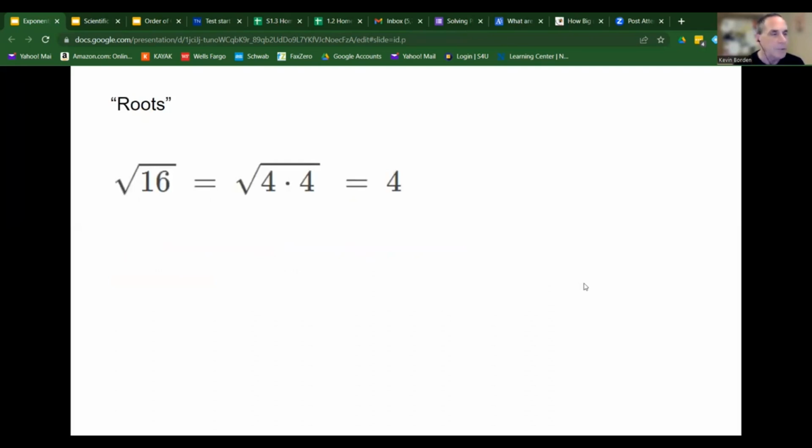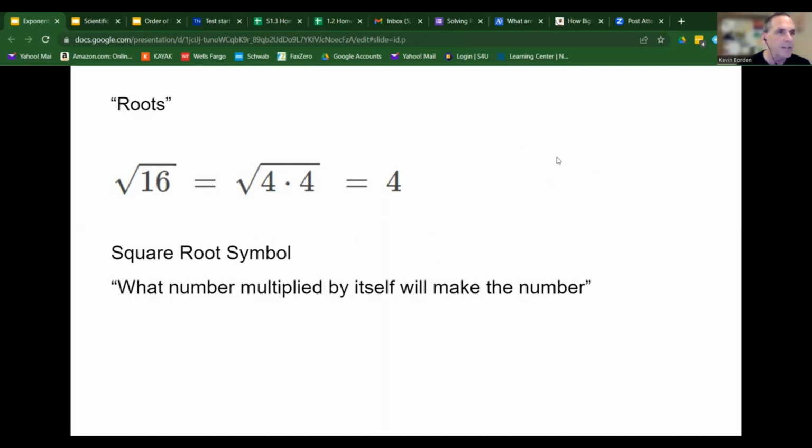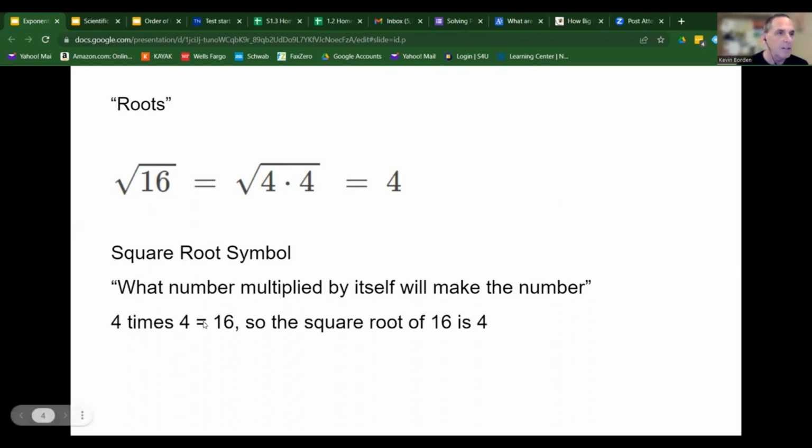Now, let's talk about roots a little bit. Here we have what we would describe as the square root of 16. That means what number multiplied by itself will make the number. Which number multiplied by itself will make 16? So you can see we're describing this as the square root of 4 times 4, because 4 times 4 is 16. So the answer to this is 4. It's kind of undoing a square. It's the opposite of squaring. Since 4 times 4 is equal to 16, the square root of 16 is 4.